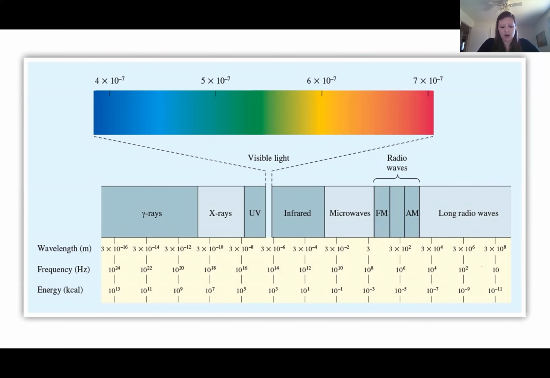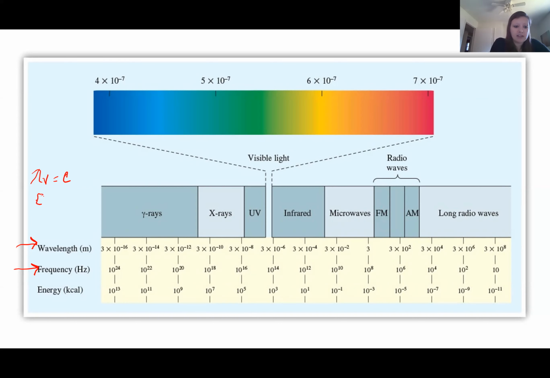Frequency and wavelength are inversely proportional. So wavelength, you can see here on the bottom, and frequency. As frequency goes up, wavelength goes down. So high frequency, short wavelength. Low frequency, long wavelength. These are both related to energy, and the reason that wavelength and frequency are inversely related is because wavelength times frequency equals the speed of light. They are inversely proportional to each other.